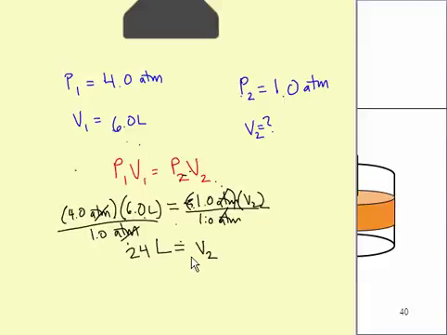So that's how you solve a problem if you're given your initial pressure, initial volume, and then a second pressure or a second volume. You multiply one side together and divide both sides by your known value, and then you'll get your unknown.